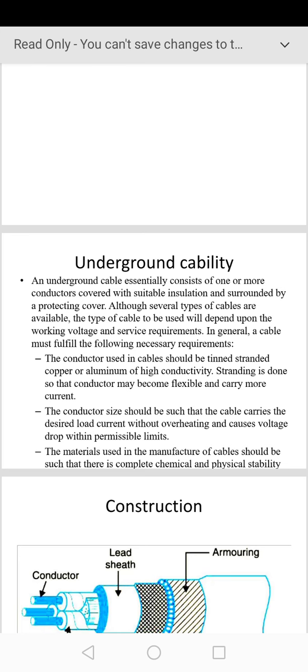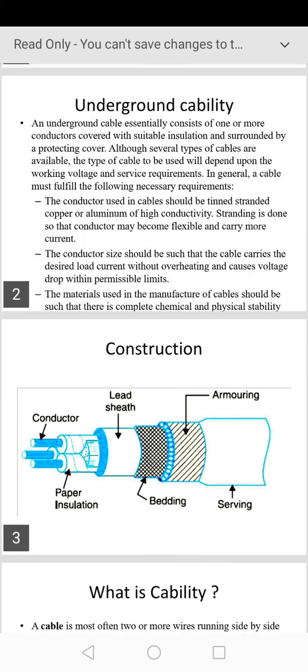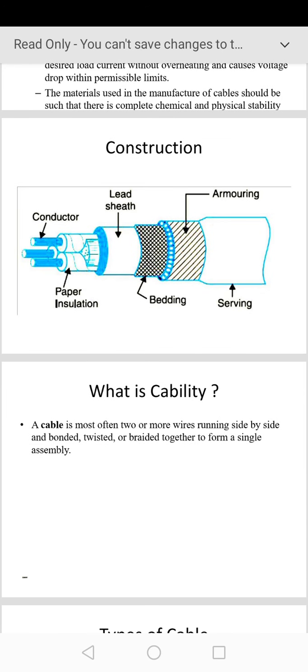The materials used in the manufacture of cables should be such that there is complete chemical and physical stability. So next, what is stability?